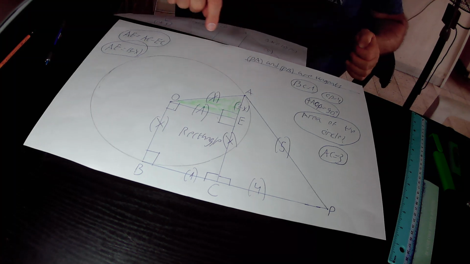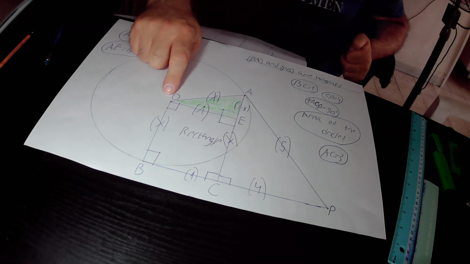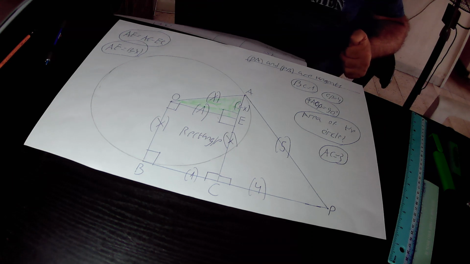In the next step, we define the center of the circle. This point is point O, and we also define the radius of the circle as x.